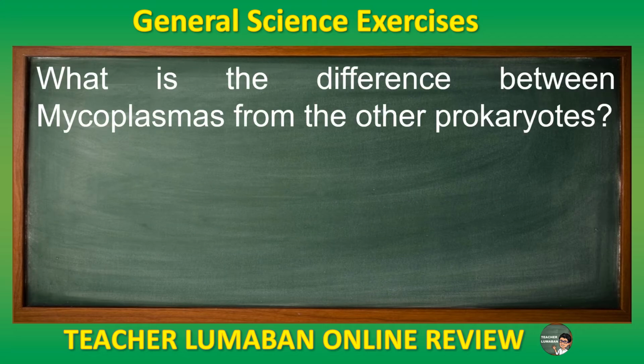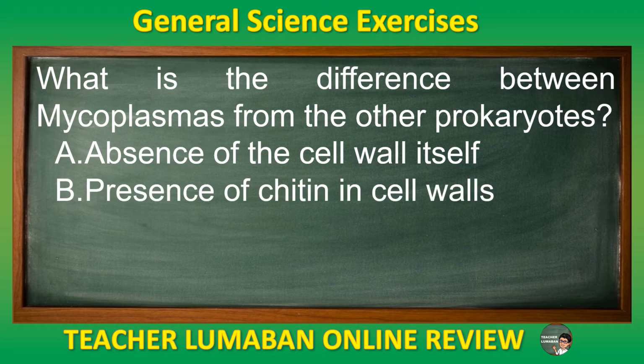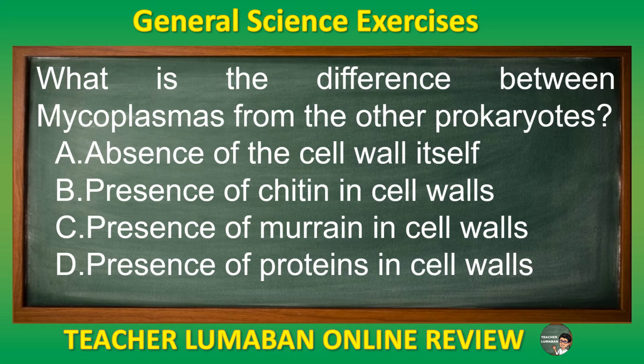What is the difference between mycoplasmas from the other prokaryotes? Letter A, absence of the cell wall itself. Letter B, presence of chitin in cell walls. Letter C, presence of murein in cell walls. Letter D, presence of proteins in cell walls. Choose the suitable answer based on the given choices in 5 seconds.